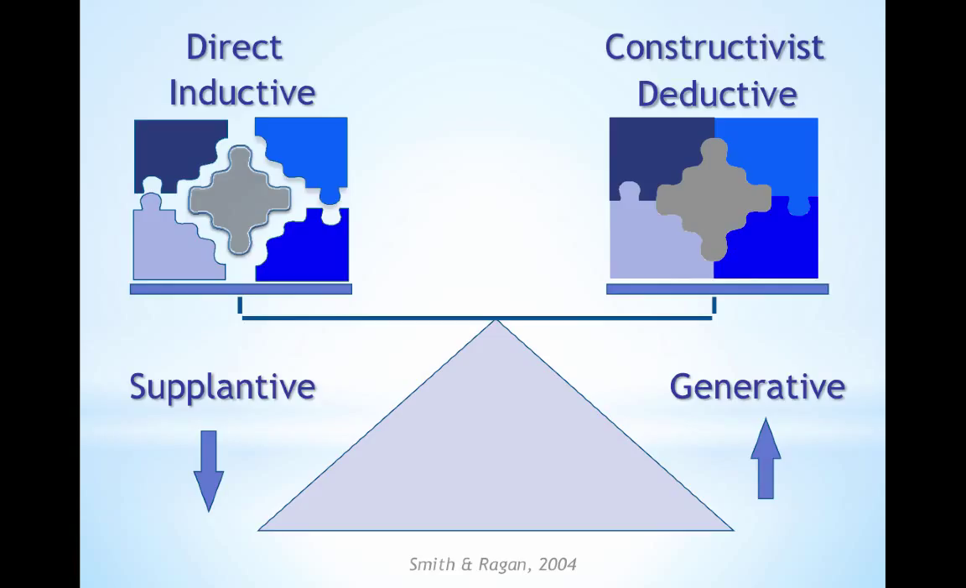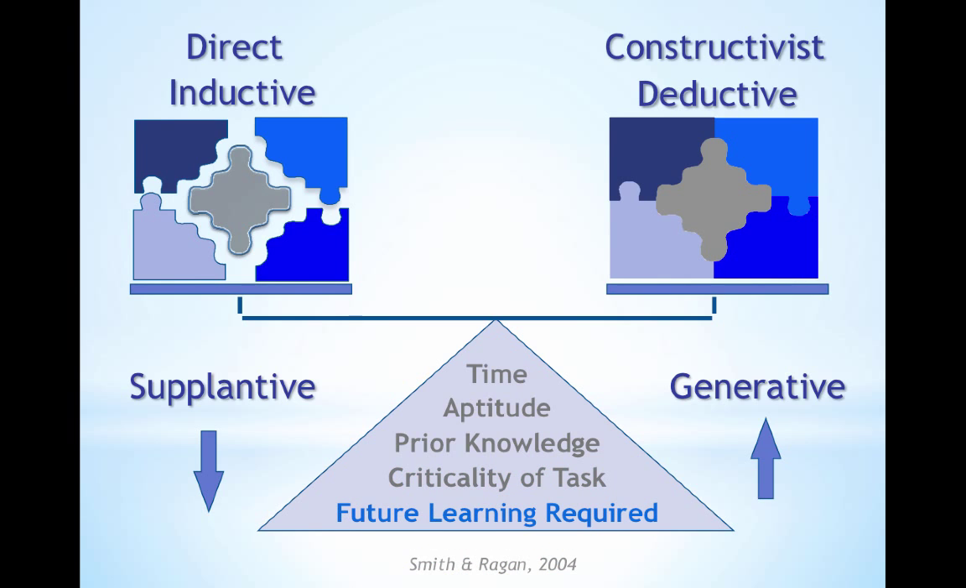So let's look at how we choose. The more time you have, the more you can choose a deductive strategy. If you have higher aptitudes, you would choose deductive, but lower aptitudes, you would choose more direct. Prior knowledge, direct if you have less prior knowledge, deductive if you have more. The criticality of task, you might actually want a combination of both of these. People learn more deeply with a constructivist method rather than a direct method, so that would be a good strategy in that case. Or if there's future learning required, again, you may want the deeper learning in a constructivist method.